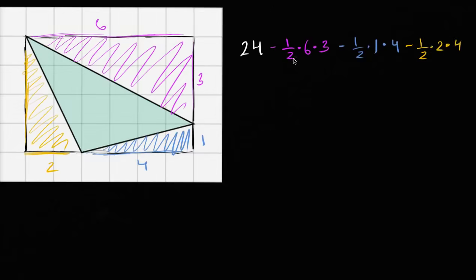So what's this going to be? Well, 1/2 times 6 times 3, that's 3 times 3, which is going to be 9. 1/2 times 1 times 4, that's going to be 2. And then 1/2 times 2 times 4, well, that's just going to be 4. And so we're left with 24 minus 9 minus 2 minus 4. So what is that? 24 minus 9 is 15. 15 minus 2 is 13. 13 minus 4 is equal to 9. It's equal to 9. So that's another way to get the area of this green triangle.